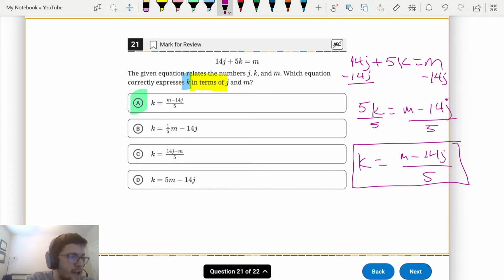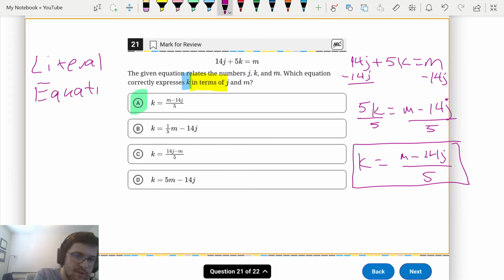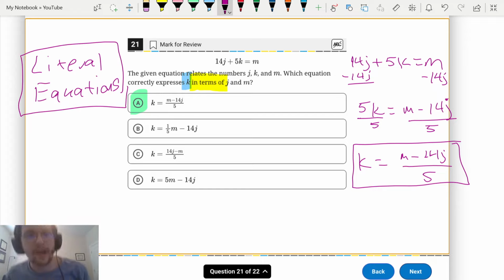So these take a lot of practice. This is what they call them these days, literal equations. You can find worksheets and practice problems on this very easily if you Google it, like literal equations, algebra 1. You usually see at least one question like this on the SAT. So this is worth practicing to know how to do.